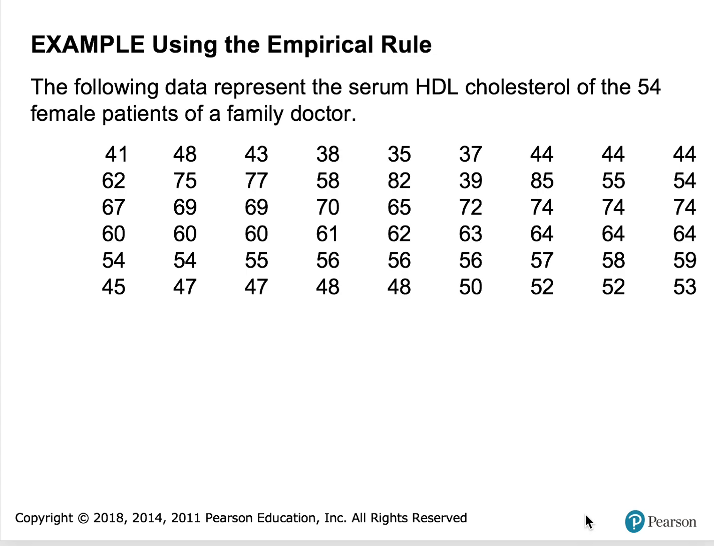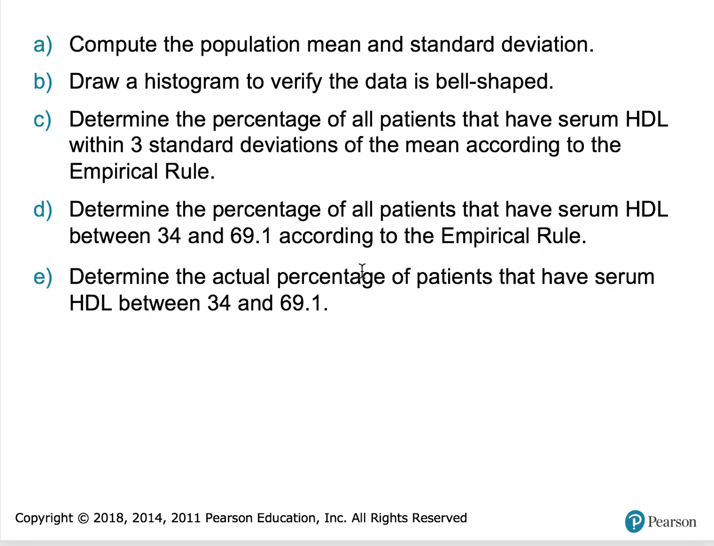Okay, using the empirical rule. The following data represents the serum HDL cholesterol of the 54 female patients of a family doctor. The first thing is to compute the mean and standard deviation, and it's telling us it's a population, so we'll just be dividing by n. That's why that's important to know. Then draw a histogram, and so on.